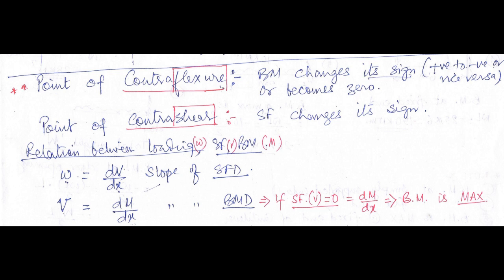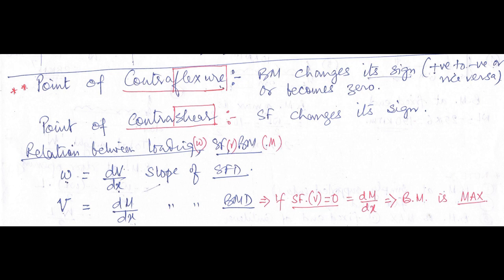Next is the point of contra shear. The point of contra shear is the point where the shear force changes its sign. Now let us learn about the relationship between the rate of loading, shear force and the bending moment. Rate of loading is denoted as W, shear force as capital V and bending moment as capital M.